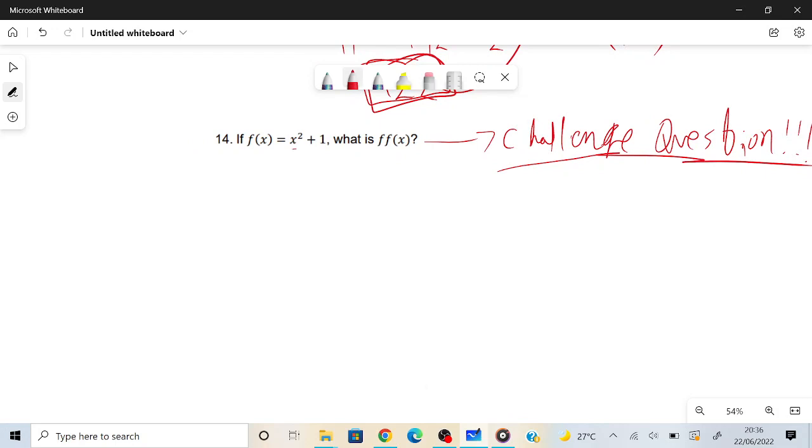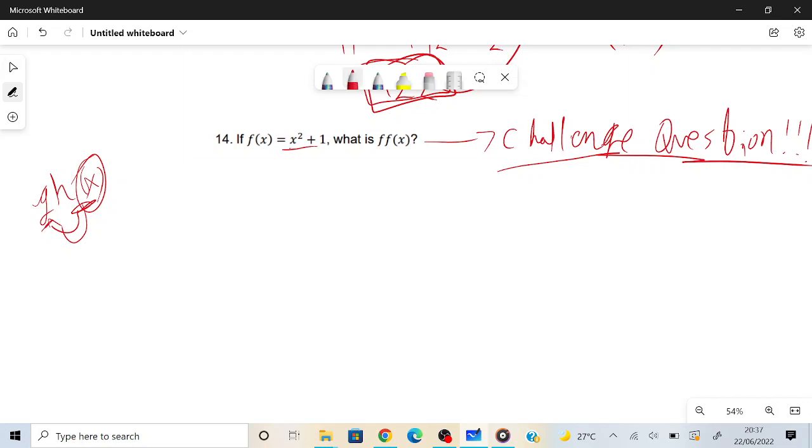It says, if f of x is x squared plus 1, what is f of f of x? Now, if you look at it carefully, all it's telling us to do is just put f of x into f of x again. As I said, if you had something like g of h of x, all you're doing is putting h of x into g. Whenever you have x, you're just putting that function into another function. In this case, we're not putting into just another function, we're putting into the same function again, which is also very much possible. So let's put our f of x into our f.